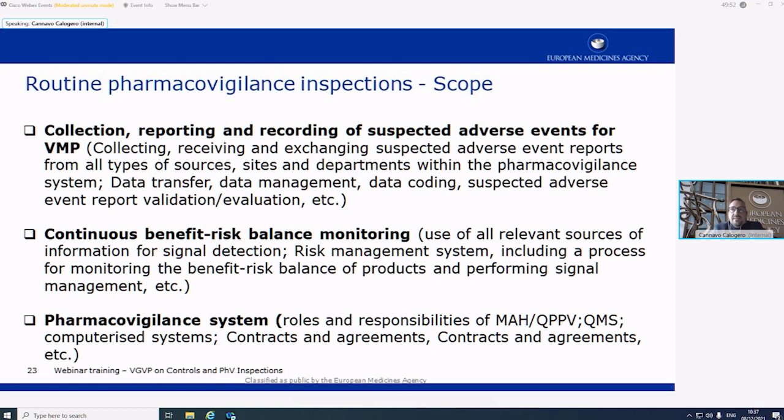Also, what should normally be inspected in the routine inspection is the continuous benefit-risk balance monitoring. Of course, the use of all the sources of information for signal detection. The risk management system, including a process for monitoring the benefit-risk balance of products and performing signal management. And again, the last point is the pharmacovigilance system. The full pharmacovigilance system should be inspected, with the roles and responsibilities of the marketing authorization holder, the QPV, the quality management system, the computer system, contracts, and agreements. So all the parts of the pharmacovigilance system are investigated during the inspection.